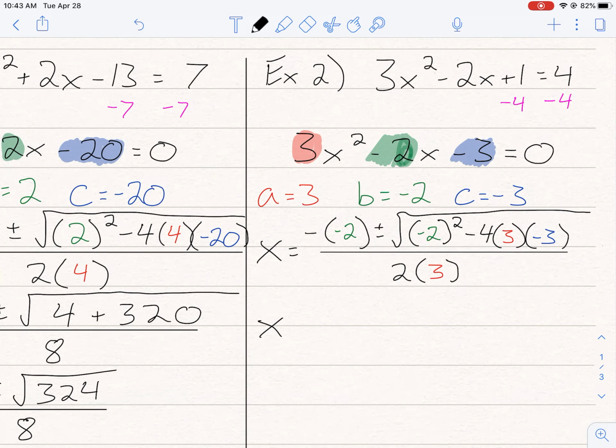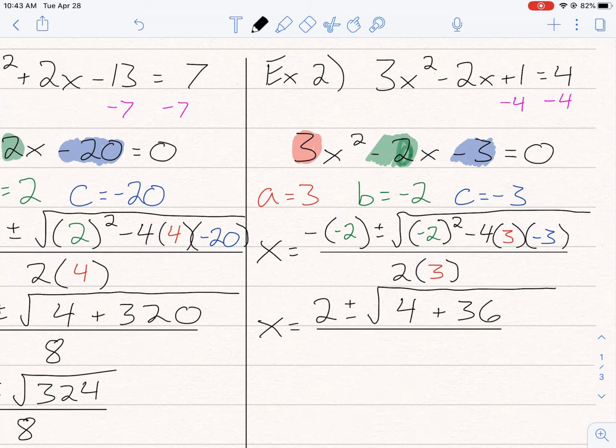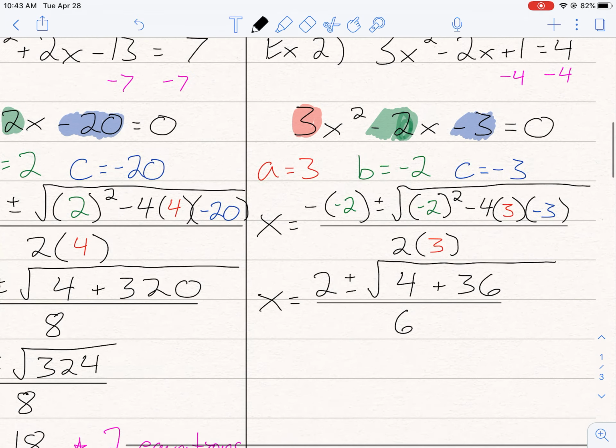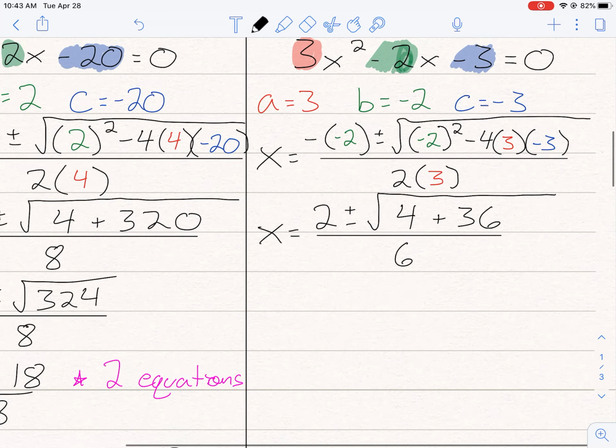Now, that first part there, the negative negative 2, that just is going to turn it positive. So we get x is equal to a positive 2 now, plus or minus. Let's simplify inside this square root. Negative 2 squared is 4, and then negative 4 times 3 is 12, times a negative 3 is positive 36, all over 2 times 3, which is 6. So let's keep that going there.